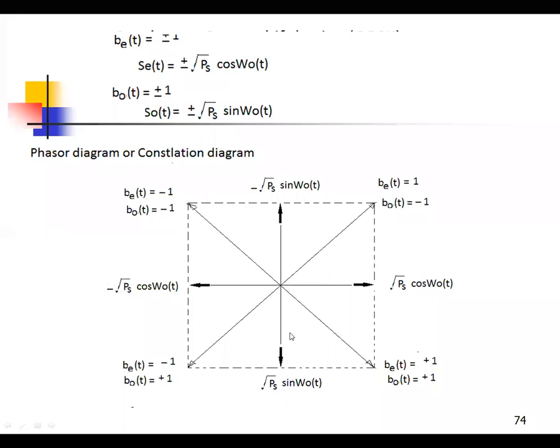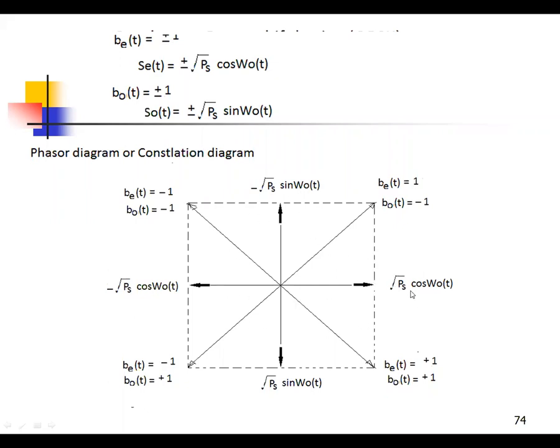Root Ps sin omega naught t is the y-axis positive side, and minus root Ps sin omega naught t is the other signal. Now these two signals again have a 180 degrees phase difference: cos minus cos, sin minus sin, again 180 degrees. Okay. Now these are the four signals.